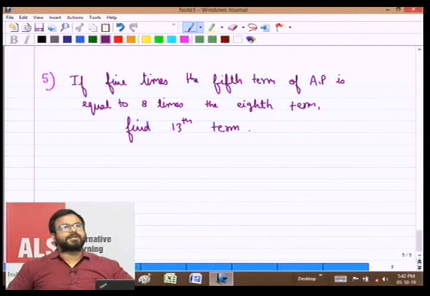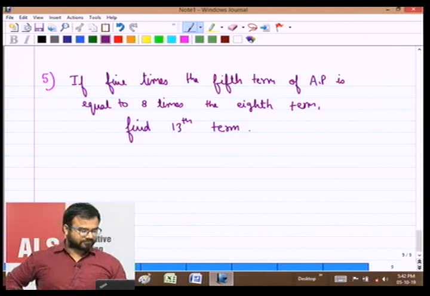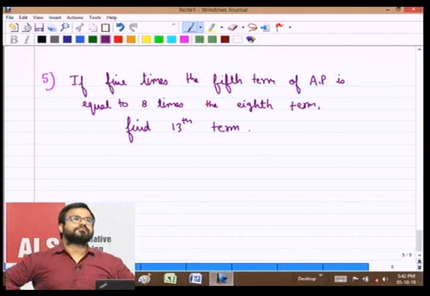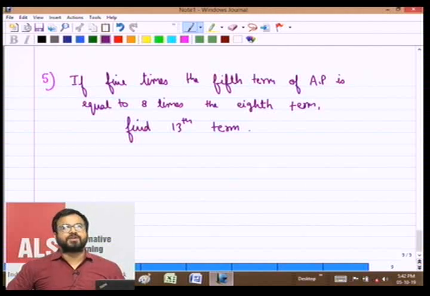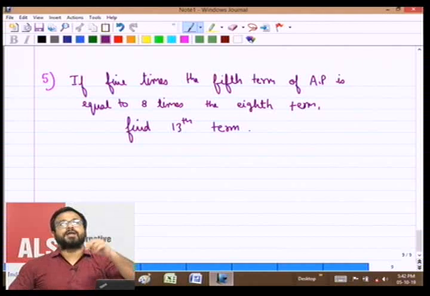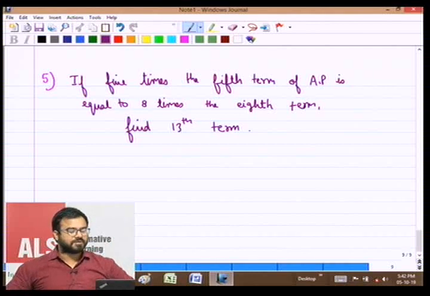Yes, Tamenglong, correct answer. A very good question. Other centers, please respond fast. 5 times the 5th term of an AP is equal to 8 times the 8th term. What is the 13th term then?